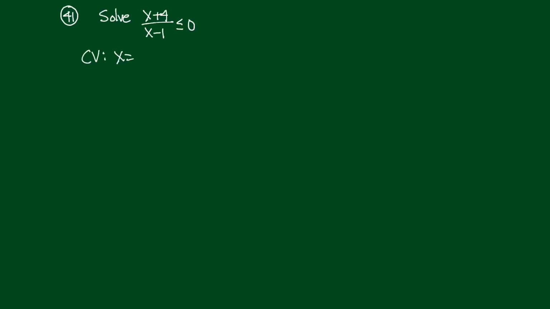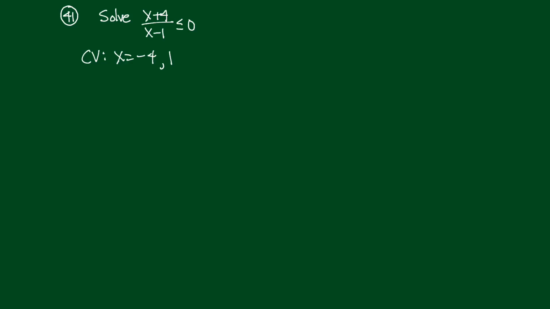What value is going to make the numerator 0? -4. What value is going to make the denominator 0? 1. But of course, x cannot equal 1 because then this thing would not even be defined. But we're going to include that because it's going to be important in describing the behavior of this expression.